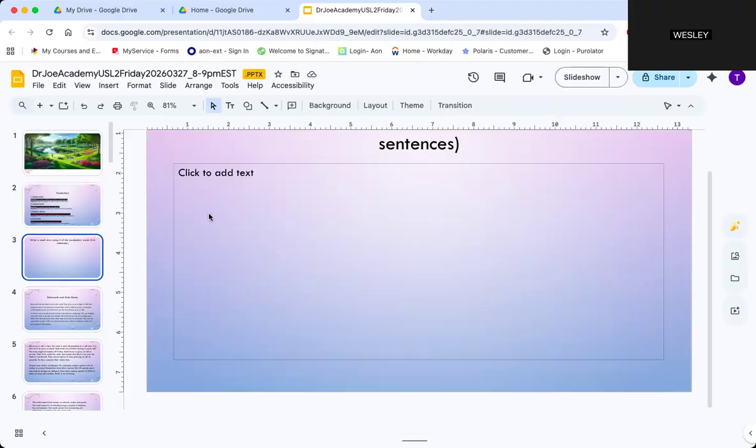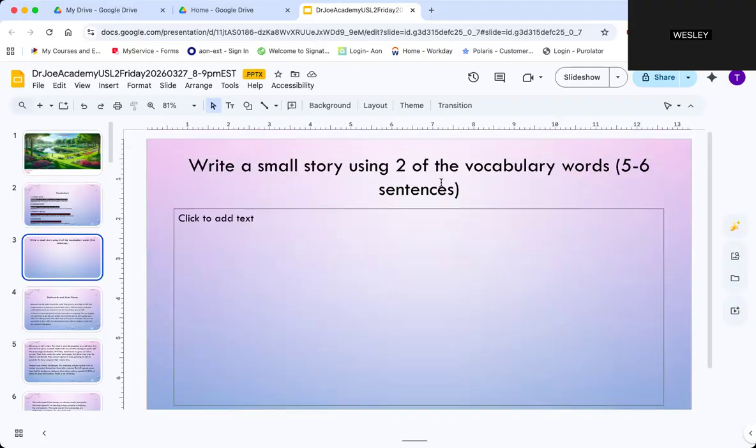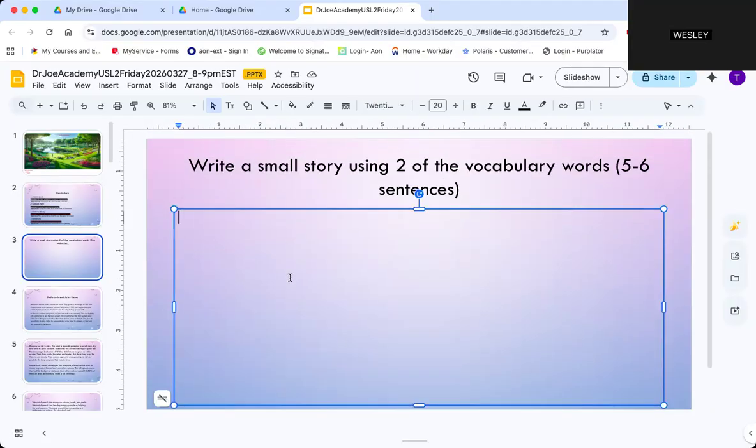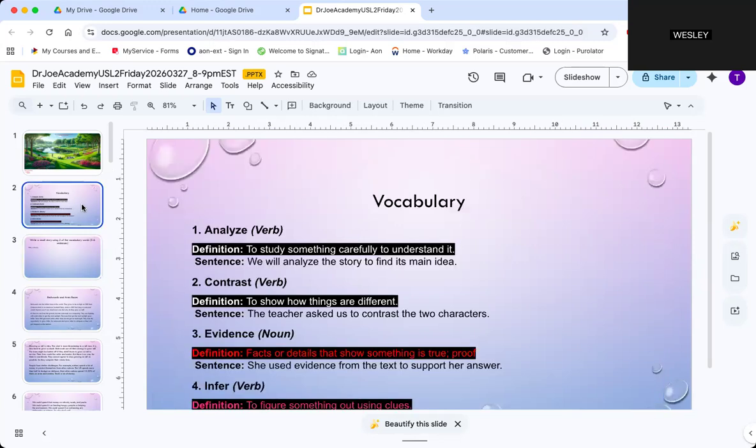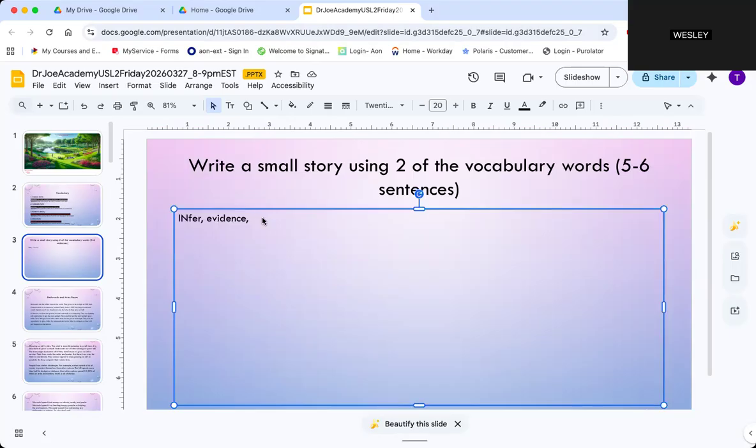Okay, can you write a short story for me using two of the vocab words? So it's infer, evidence. What else was there? I think it was contrast and analyze. Using these two words, you can write a story, but just try to use these two words somehow. Do you understand? Yes. Okay. I'm starting our timer now.